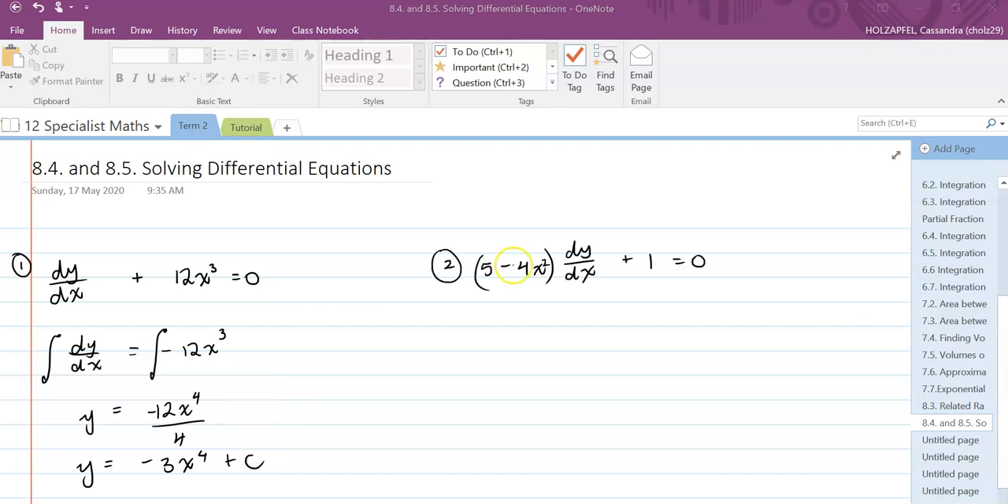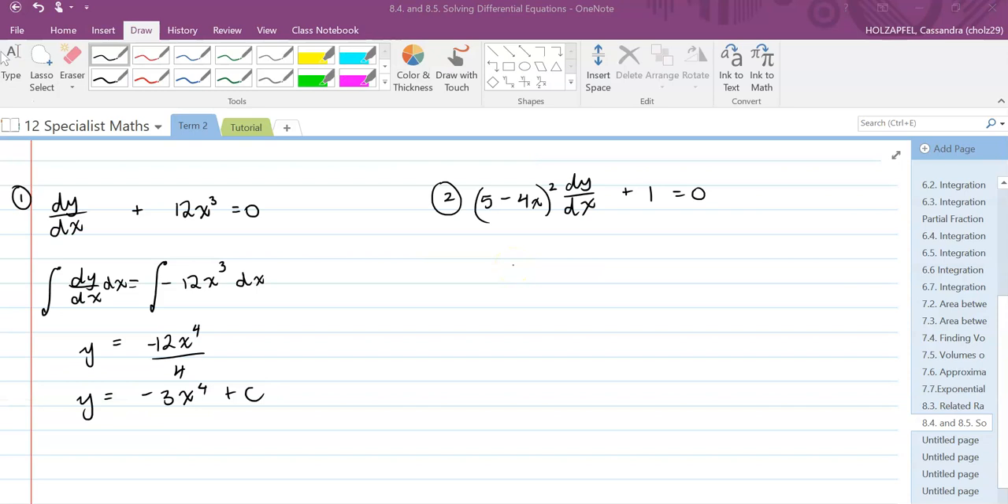Let's do another one. So here we have another differential equation. This one's a little bit more complex. So what we want to do first is rearrange, so we have dy over dx is equal to some function. I subtracted 1 from this side and then I divided through by 5 minus 4x squared. The next thing we're going to do is integrate each side with respect to x, and I need to make sure that I pop the little dx in there as well.